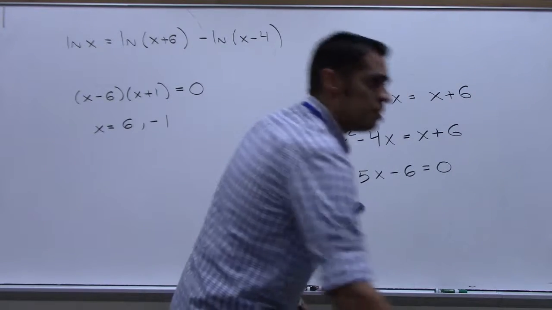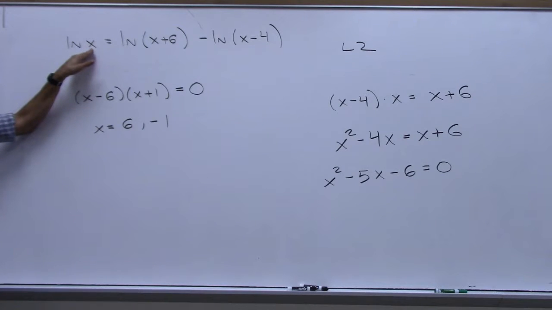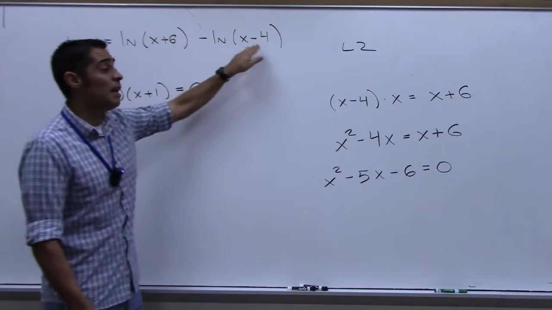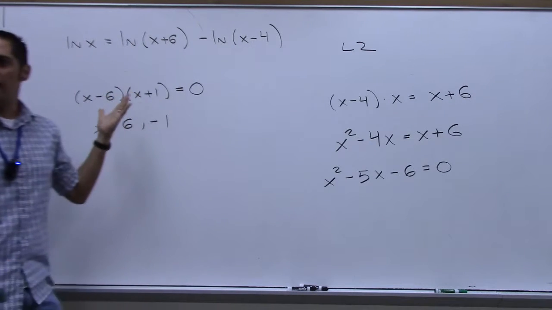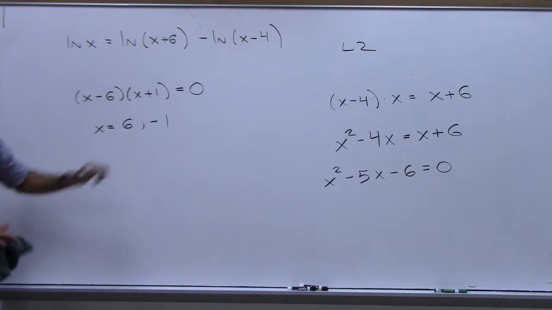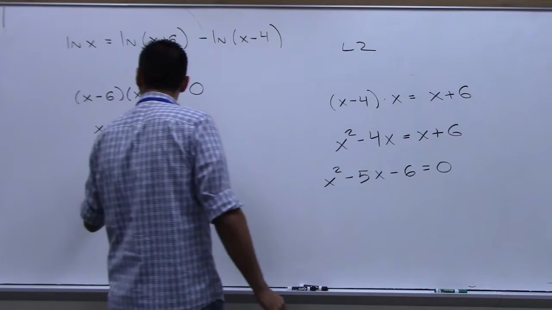So can I check them just visually real quick? Plug 6 in. Can I do natural log 6? Yes. 6 plus 6, 12. Okay, 6 minus 4, 2. I should be okay, right? All right, negative 1. No, can't do that. All right? So my only answer is 6.